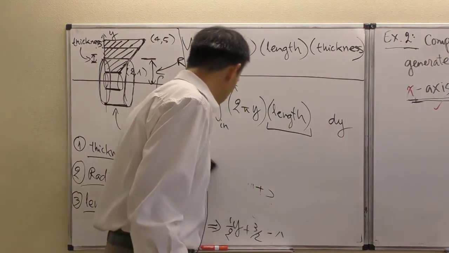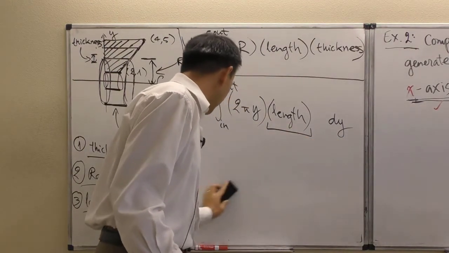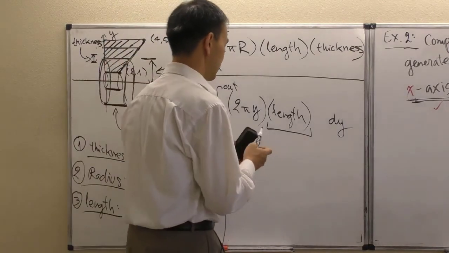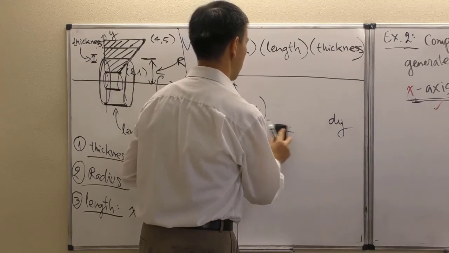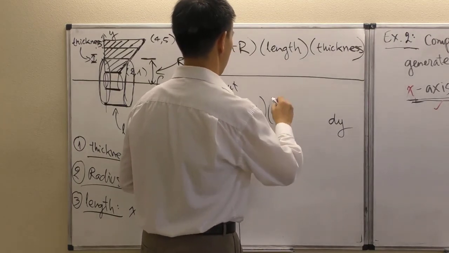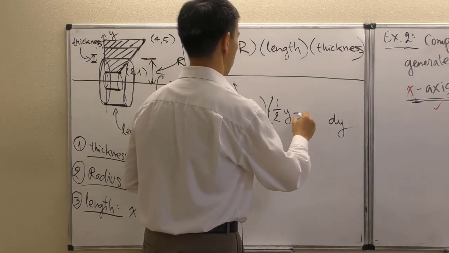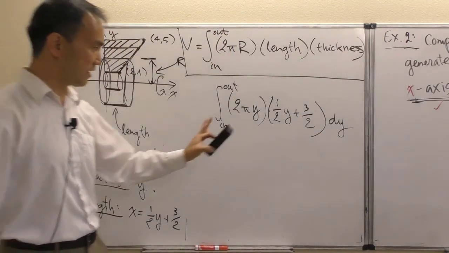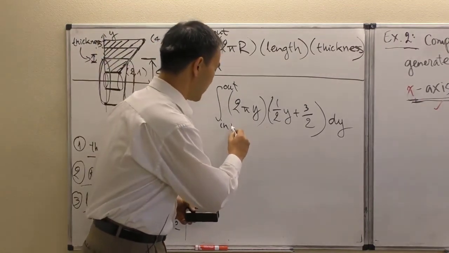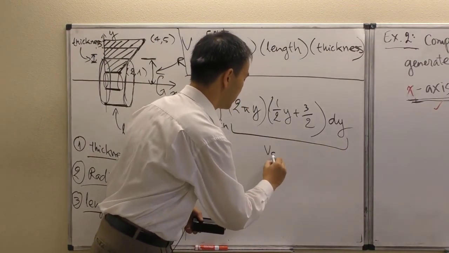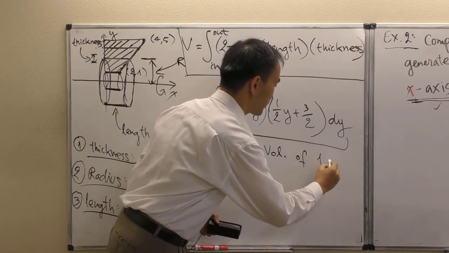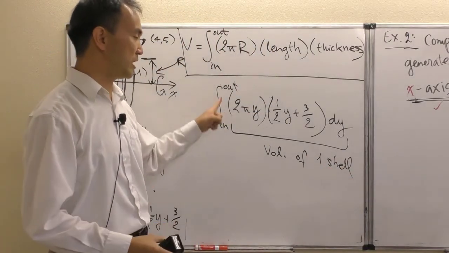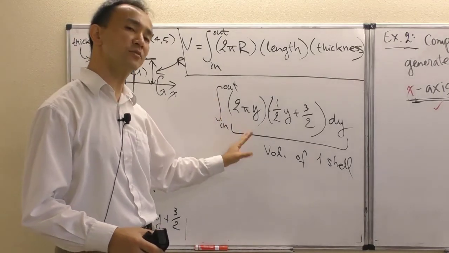And so now I can clear this away. And so with my integral right now, it's going to become, so the length here, we have 1/2 times y plus 3/2. All right, and so that's how it works. So now at least this part right here is the volume, okay, of one shell. This is the volume of one shell.